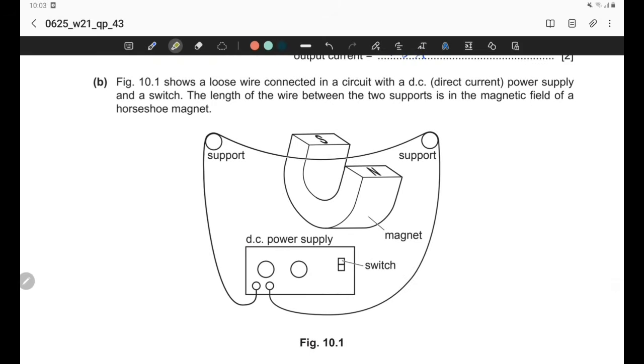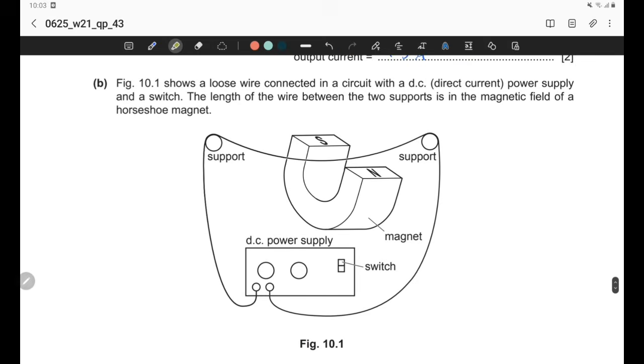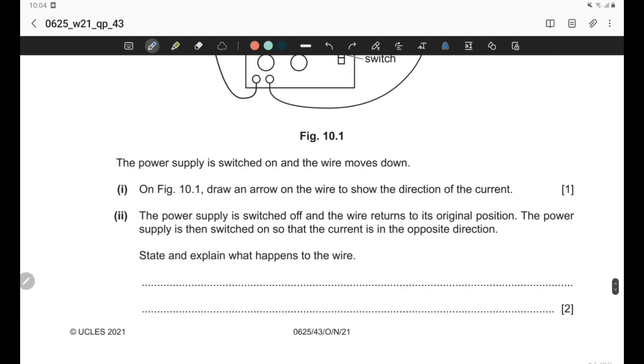Figure 10.1 shows a loose wire connected in a circuit with a DC power supply and a switch. The length of the wire between the two supports is in the magnetic field of a horseshoe magnet. So there is a loose wire kept in between a magnetic field. As you can see, there is a magnetic field, so there will be magnetic field lines from north pole to south pole. The power supply is switched on and the wire moves down. On figure 10.1, draw an arrow on the wire to show the direction of the current.